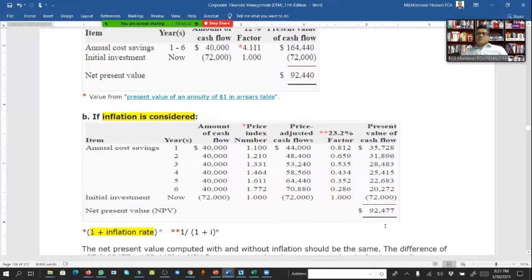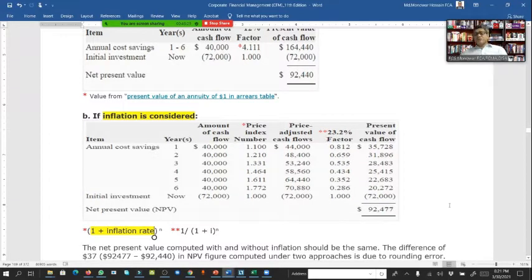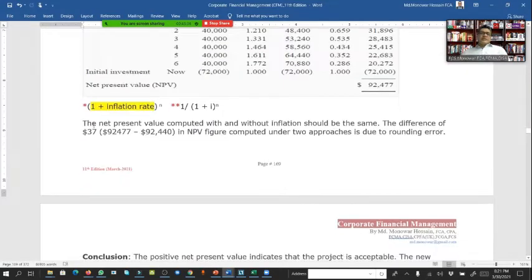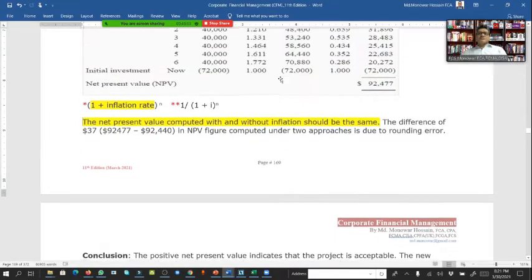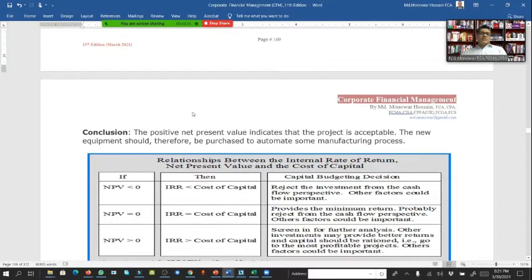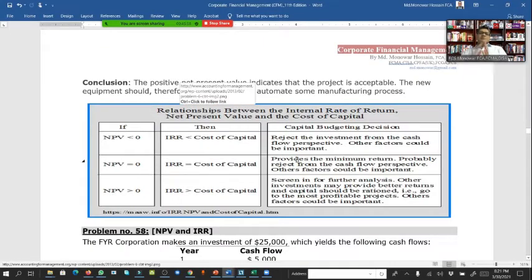Look here, interestingly, both present values are the same: 440 versus 470, just a small difference in the fraction. So what would be your answer? The net present value computation with and without inflation would be the same. It is the fundamental thing. The difference here is 37, just a rounding problem. The positive net present value indicates that the project is acceptable. The new equipment should therefore be purchased to automate some manufacturing process.